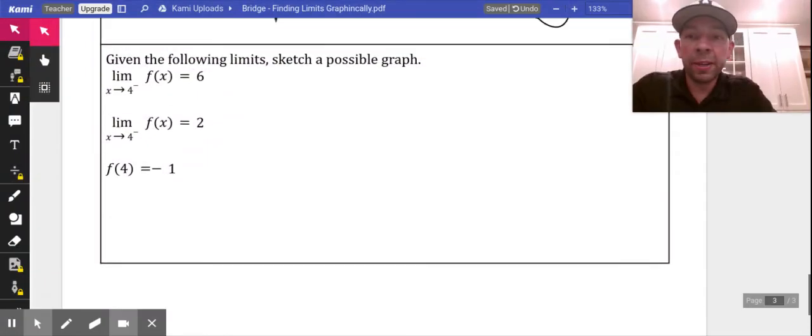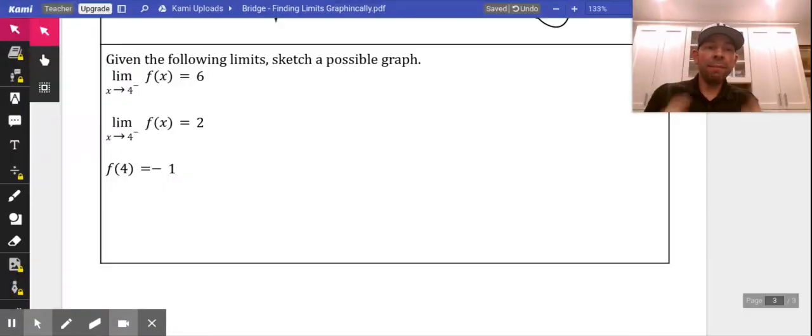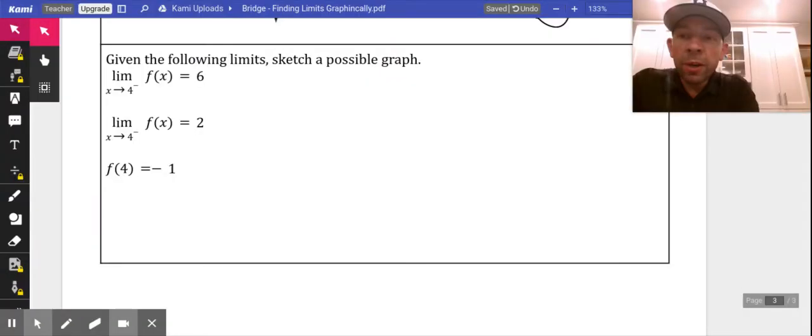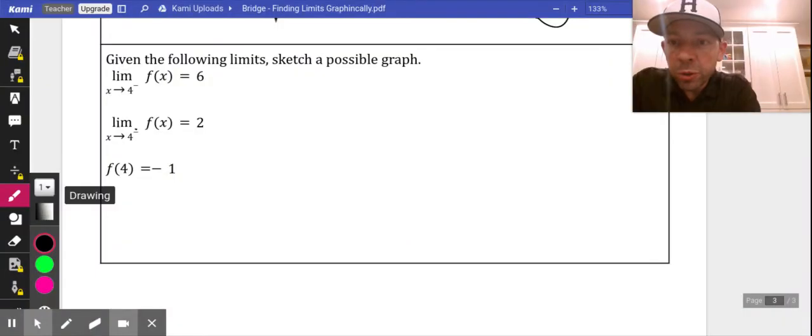Here's a really fun activity I want to finish with. We're going to do just the opposite. Instead of giving you the graph and asking you to evaluate those limits, we're going to give you the value of the limits and see if we can reverse engineer this process and draw a sketch of what that graph might look like. What we know is, and it looks like I've got a little typo here, this should be a plus sign right there. So you can make that adjustment in your notes.